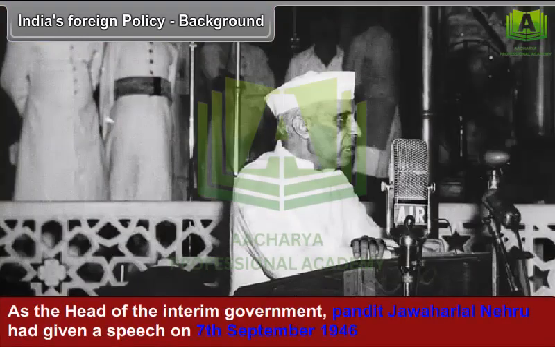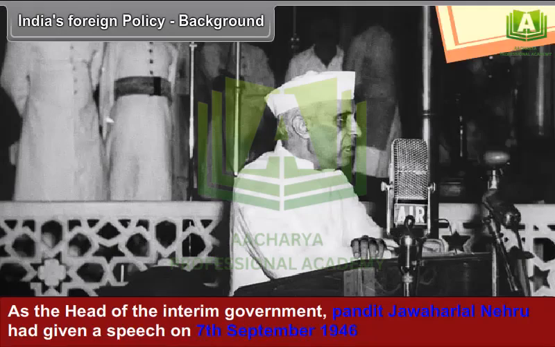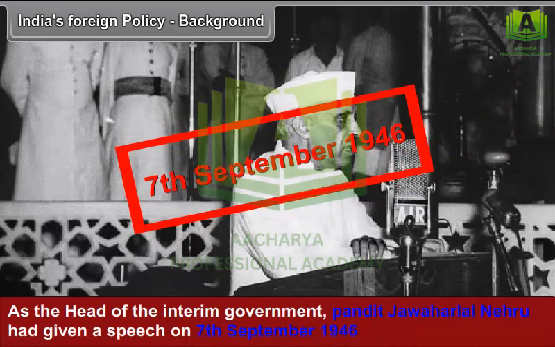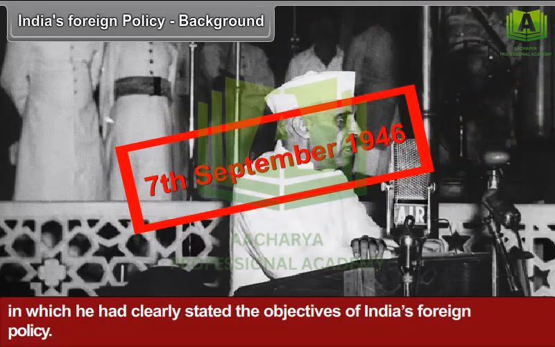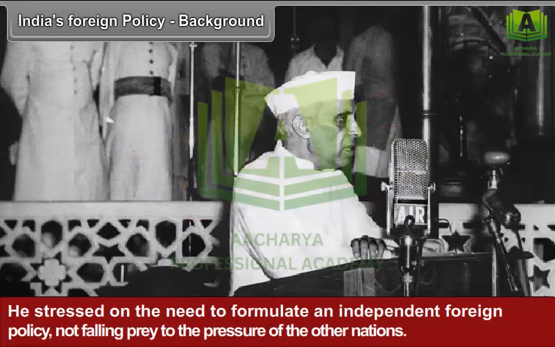As the head of the interim government, Pandit Jawaharlal Nehru had given a speech on 7th September 1946 in which he had clearly stated the objectives of India's foreign policy. He stressed on the need to formulate an independent foreign policy, not falling prey to the pressures of the other nations.